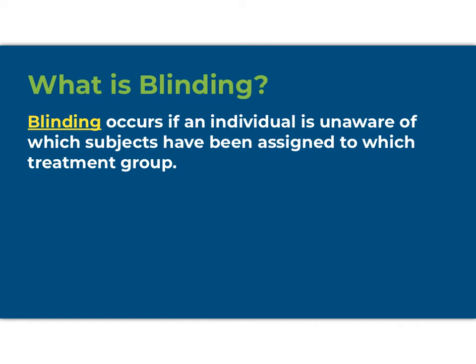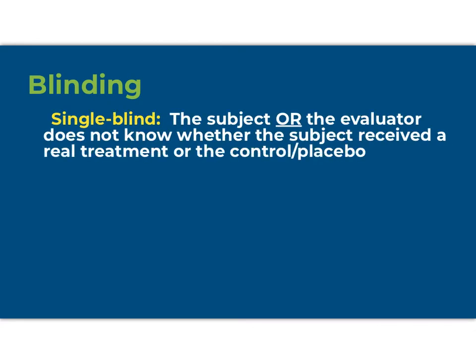Next, there's the concept of blinding. Blinding means that the individual is unaware of which of the subjects have been assigned to which treatment group. In blinding, we have two different situations. I can have a single blind study, and that means either the subject or the evaluator does not know whether the subject received a real treatment or the control placebo.